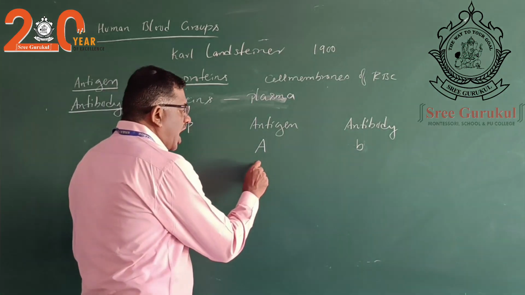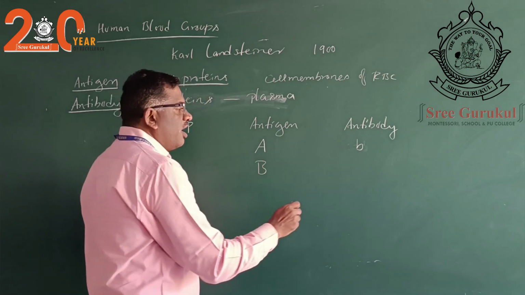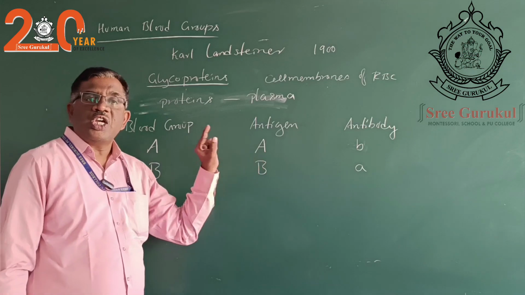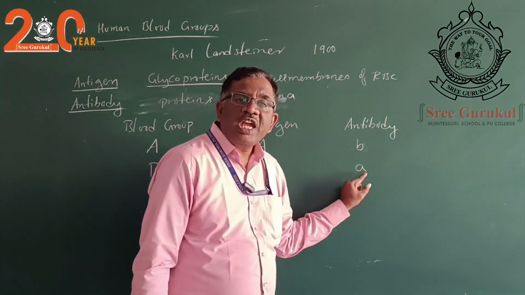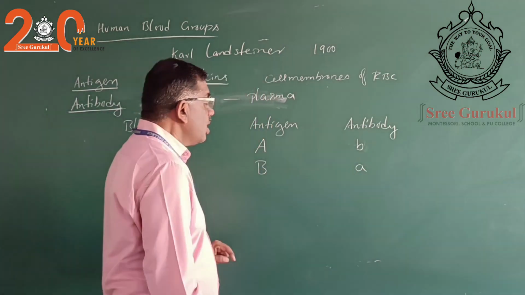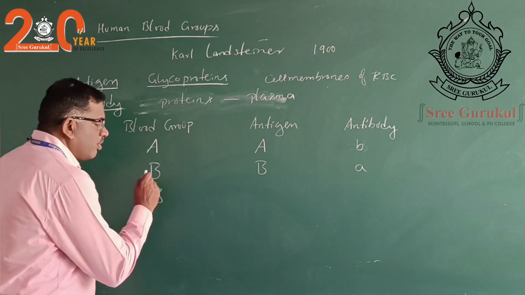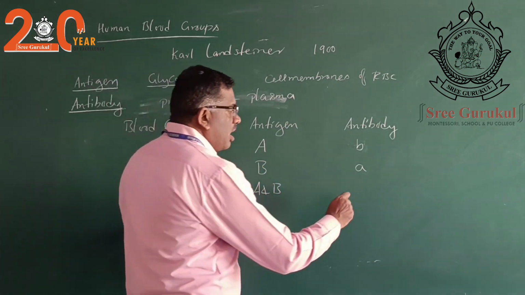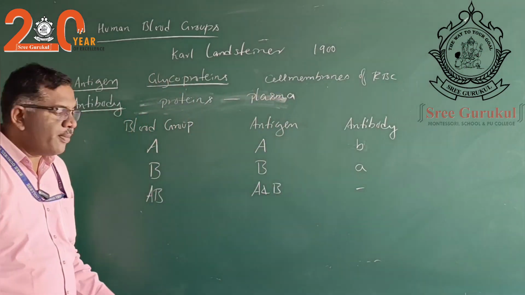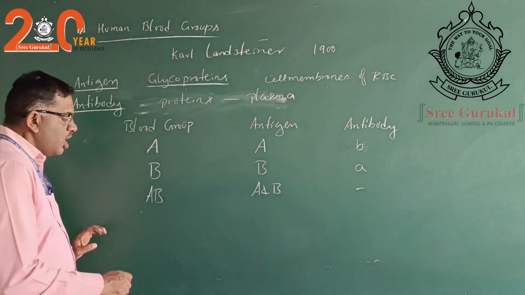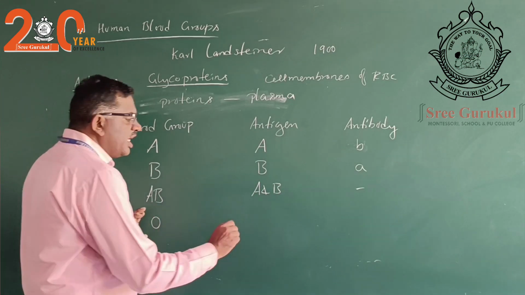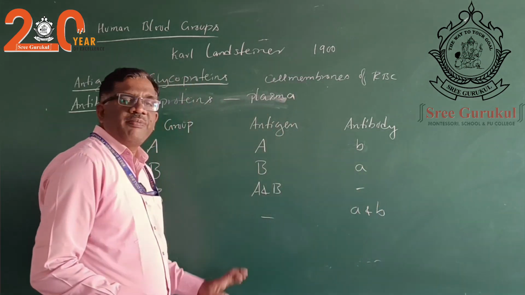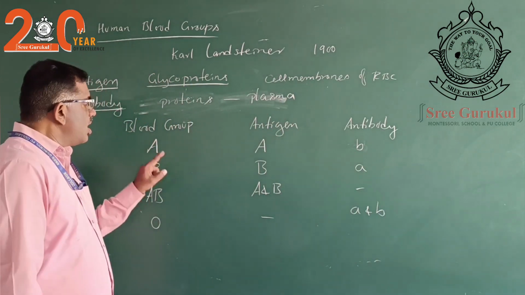Then blood group B. Blood group B has B antigen and A antibody. Then in AB blood group they have both the antigens, A and B, but antibodies are nil. Then in O blood group, antigens are nil, and they have both the antibodies, A and B.